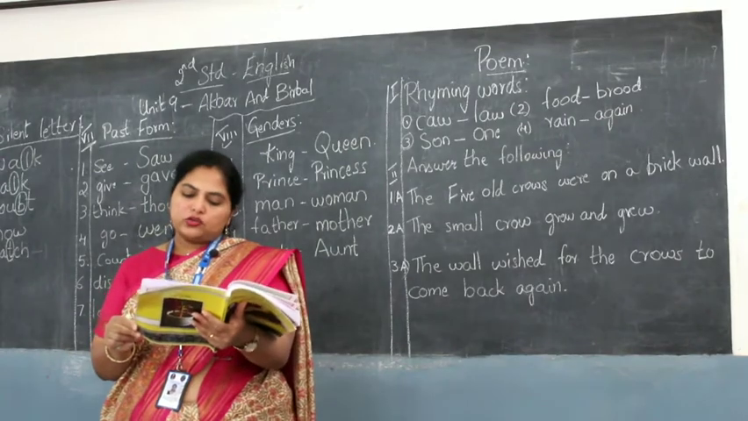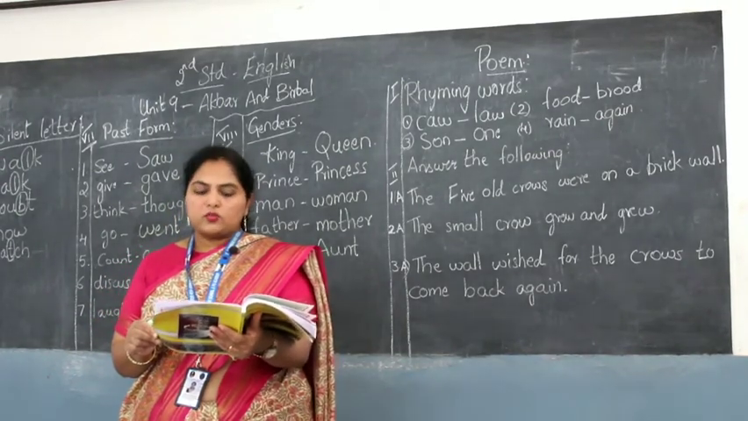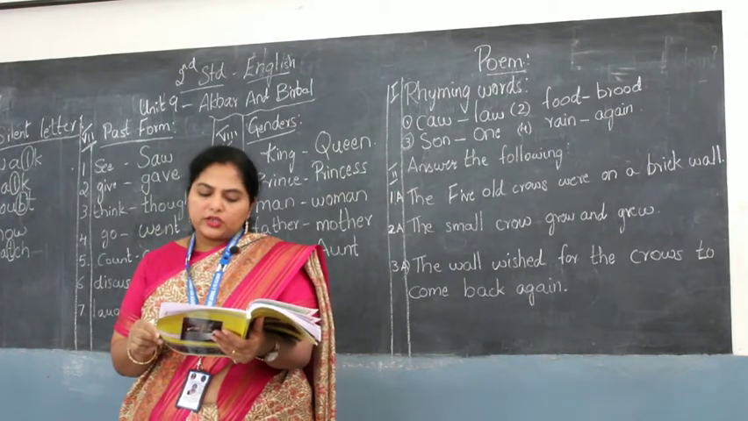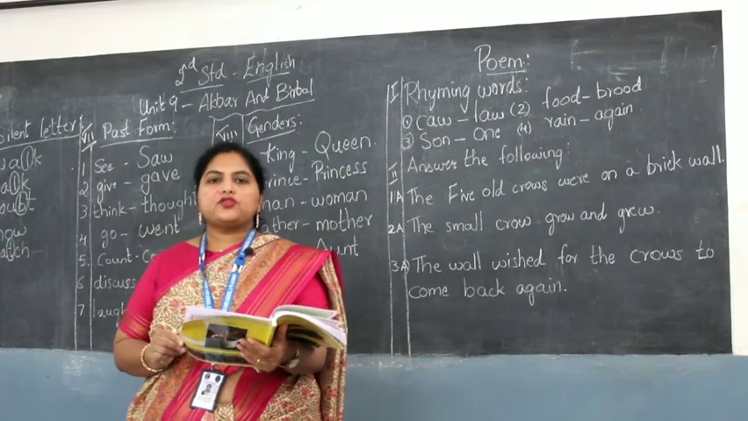3 old crows were on a brick wall. 2 were tall and the other was small. The small one grew and grew and grew and flew away, and that left 2.